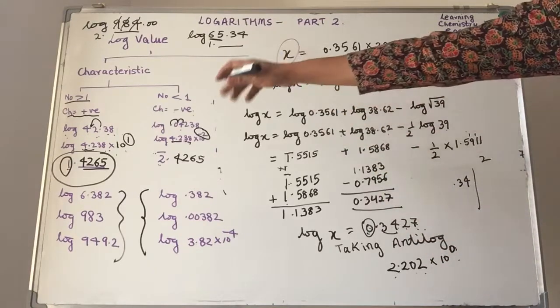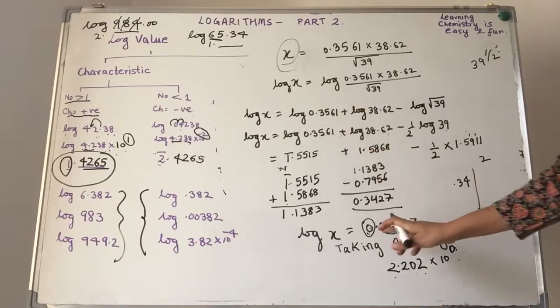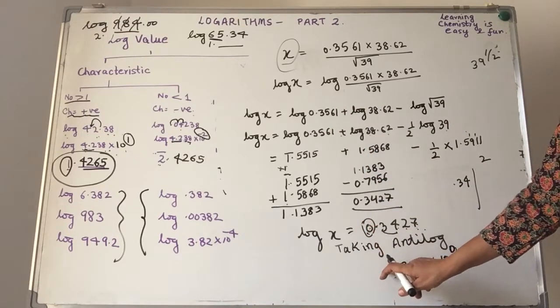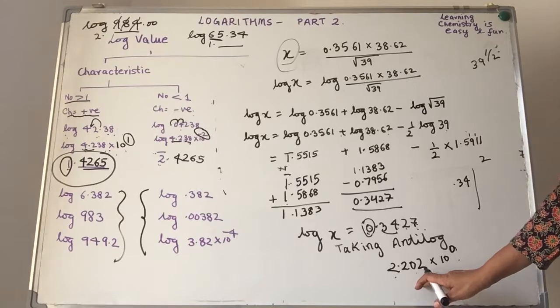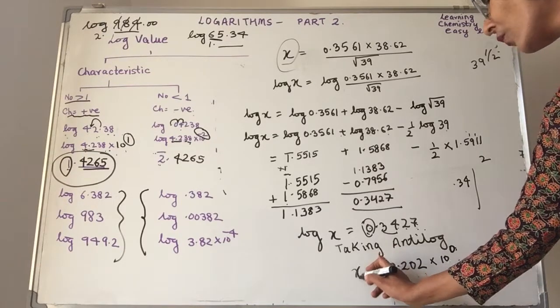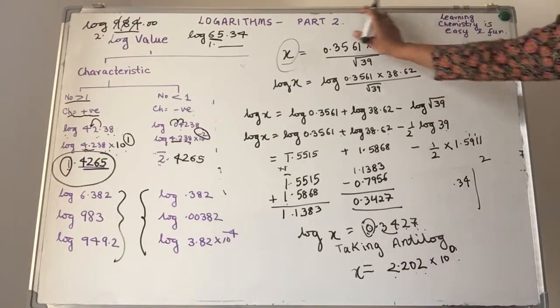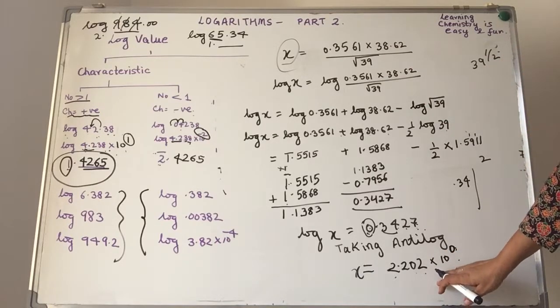Alternately, like you had done over here, there you had subtracted one value. So here you add 0 plus 1 makes 1. Count from left and you put the decimal. You can do it either way. So your answer comes out as 2.202 is the value of x. This is the value of this entire expression, not of the log value. This is the value of x.